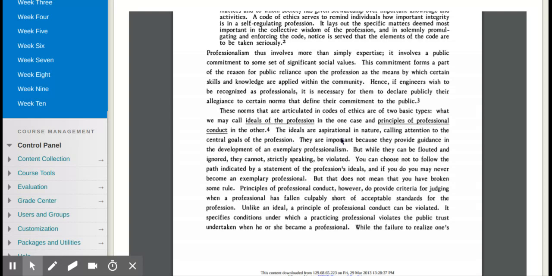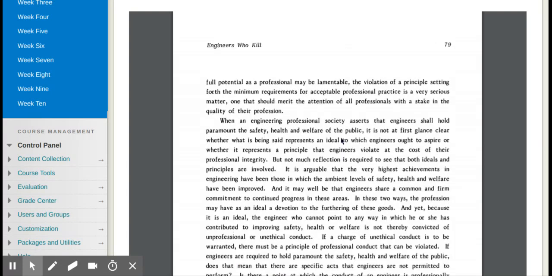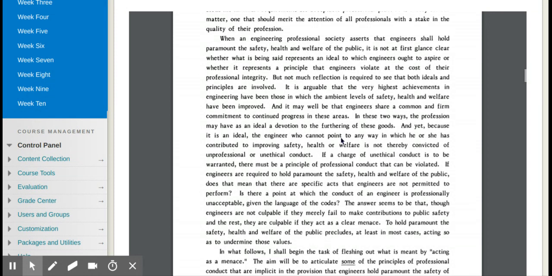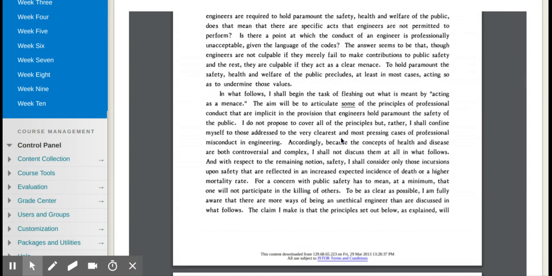You can shoot for it, but if you miss it, no one can say that you did wrong. Whereas a principle of professional conduct is something that we could actually say is capable of being violated. And really, the essay is devoted to specifying the criteria for what it would mean to actually violate it as a principle of professional conduct. And that's what the real interest of this essay is. The most important idea in that is the idea of menace, acting as a menace.